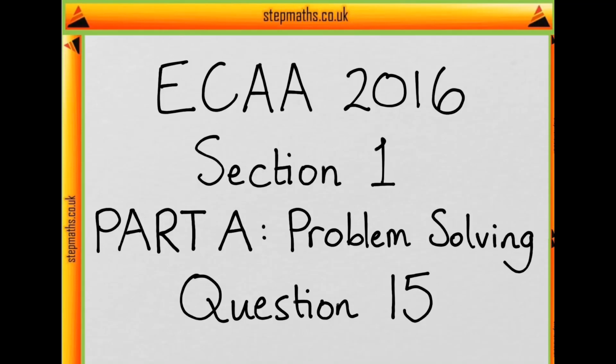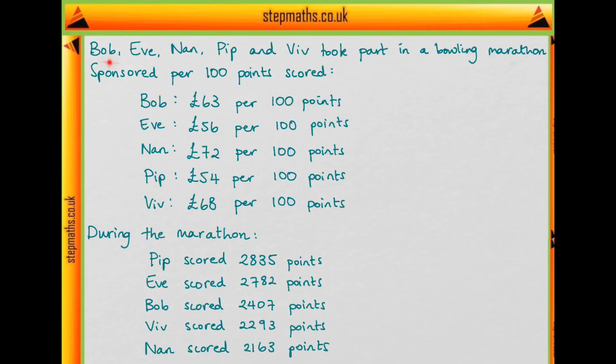Hi, this is question 15 on ECAA 2016. So Bob, Eve, Nan, Pip and Viv took part in a bowling marathon to raise money for charity, and they were sponsored per 100 points they scored.